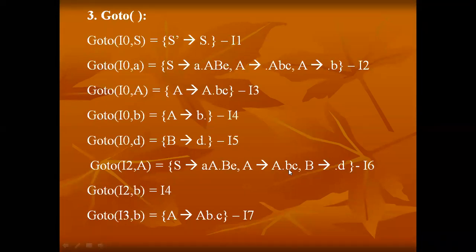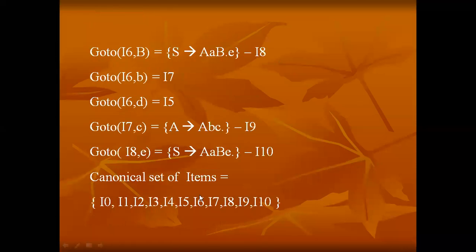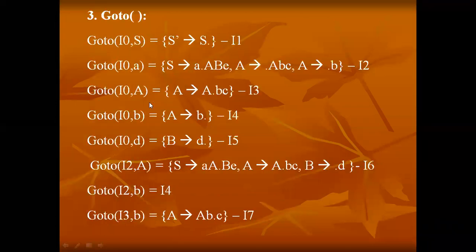Now I am performing the goto function with I6 comma small b. Then this is before processing. After processing it looks like AB dot C. See, it was already completed in I7 where it is having the item number 7. That means when I perform the goto function with I3 comma B, I get A tends to AB dot C. There itself I gave the I7 as a new item number. But here again, if I call the goto function for I6 comma B, the same production rule that I am getting in I6 with B. So directly what I am doing, I am writing this existing item number I7 here.